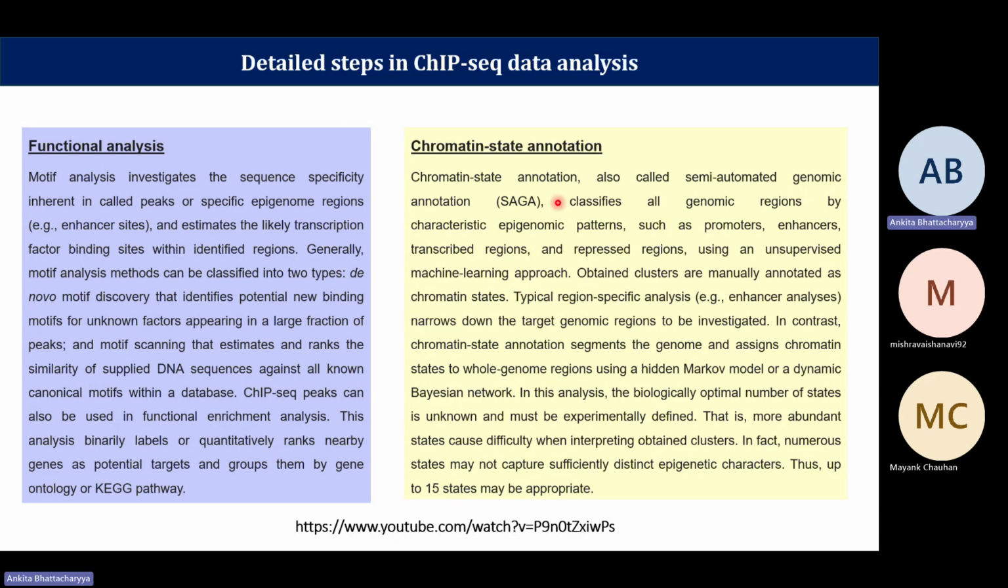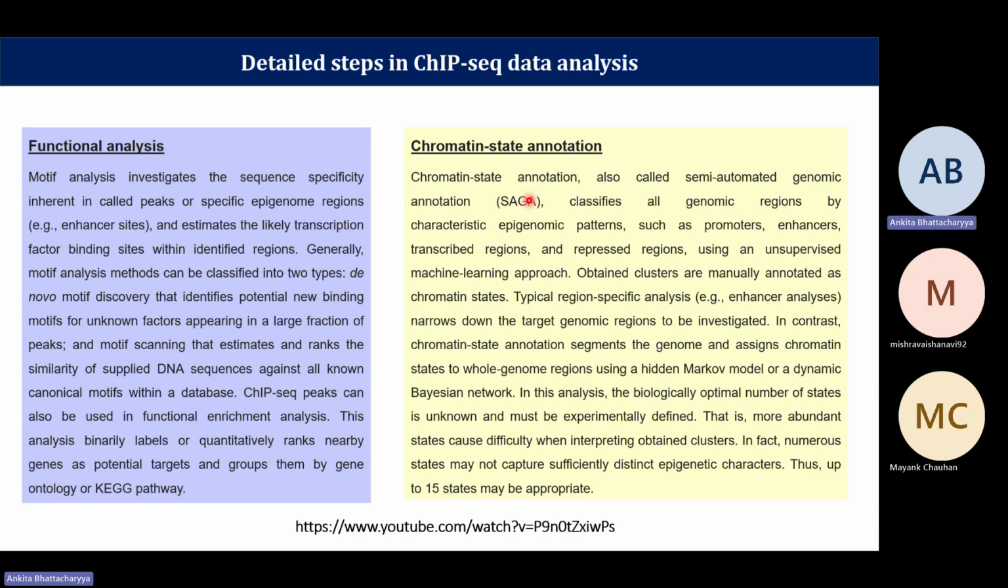In addition to that, you can look at chromatin state annotation, also called the semi-automated genomic annotation, or SAGA, which classifies these genomic regions based on some patterns, whether it is a promoter, an enhancer, a transcribed region, or a repressed region, using a machine learning approach. Again, this is an up-and-coming strategy. There are so many techniques. If you look at ChIP-seq analysis in today's time, you will have so many different options, a lot of data that can be interpreted to give you a wide range of applications. So you can explore these opportunities if it is something of your interest.